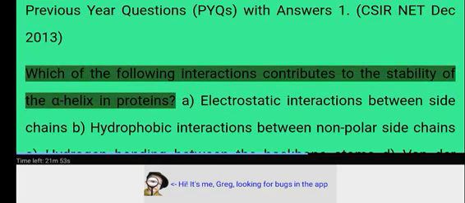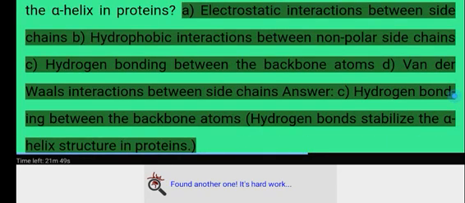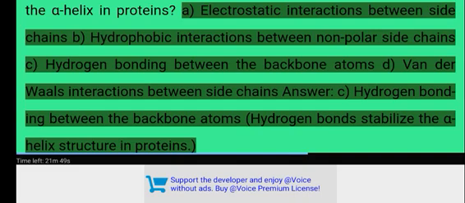Previous year questions (PYQs) with answers. 1. CSIR NET December 2013. Which of the following interactions contributes to the stability of the alpha helix in proteins? A. Electrostatic interactions between side chains. B. Hydrophobic interactions between nonpolar side chains. C. Hydrogen bonding between the backbone atoms. D. Van der Waals interactions between side chains. Answer: C. Hydrogen bonding between the backbone atoms. Hydrogen bonds stabilize the alpha helix structure in proteins.